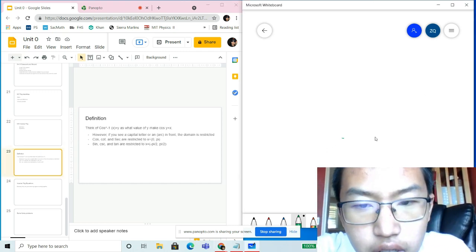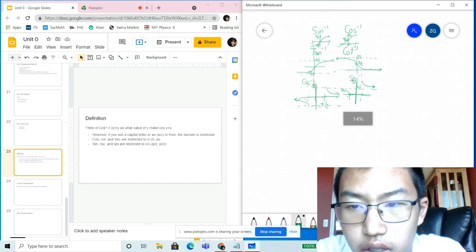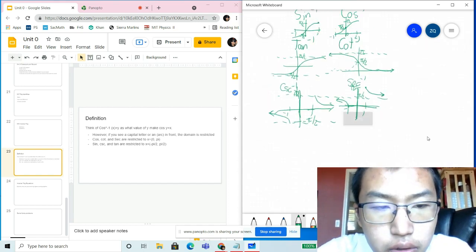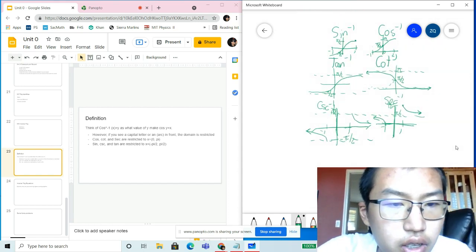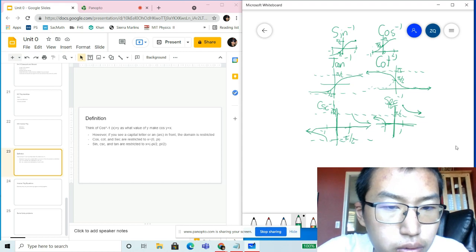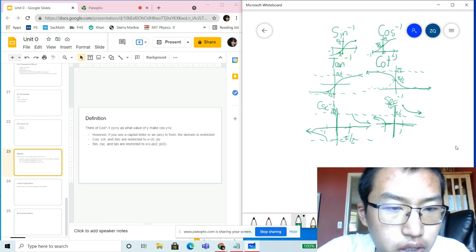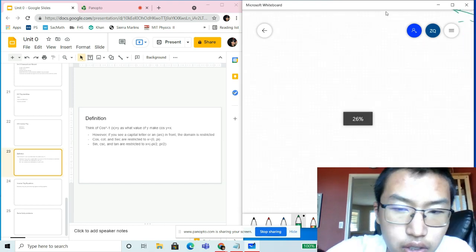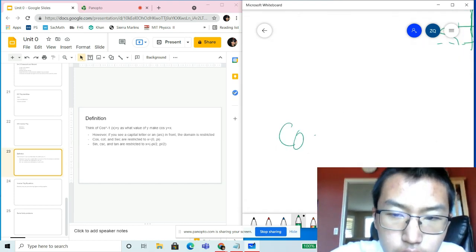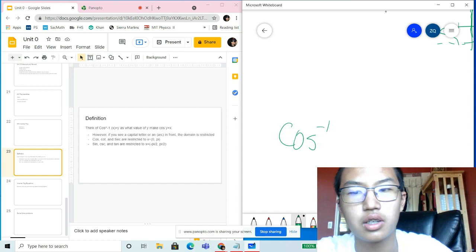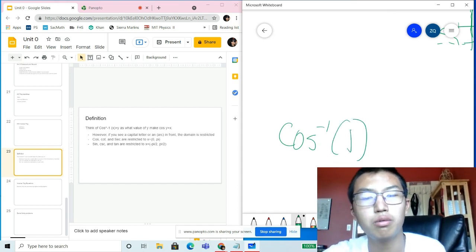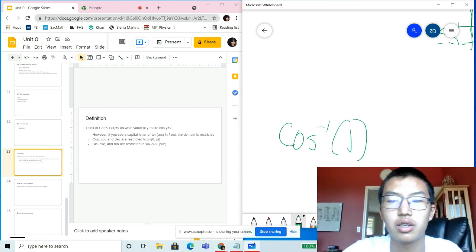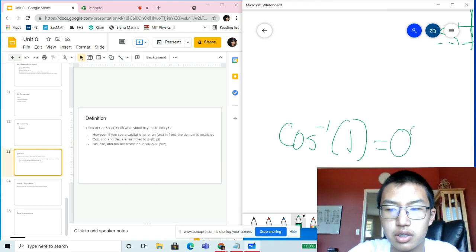So the definition, think of inverse cosine of x equals y as what value will make cosine of that equal x. So basically, inverse cosine of 1. Well, when is cosine going to be 1? When x is 0 degrees.